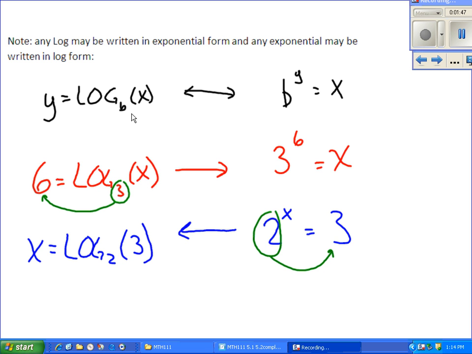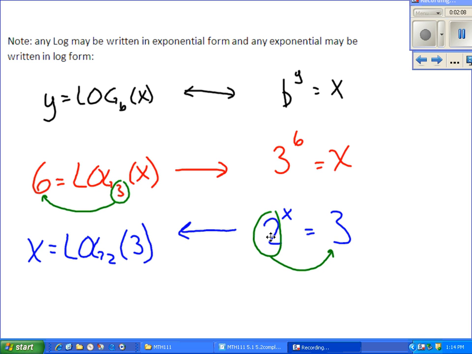and whatever the log is equal to will be the exponent. I'm a visual person, so the way I like to think of this, if I'm trying to rewrite 6 equals log base 3 of x as an exponent, I take the base of the log, which is 3, swing it over to the other side. That pushes up the 6 and gives me 3 to the power of 6. The log drops off, and so it equals x.